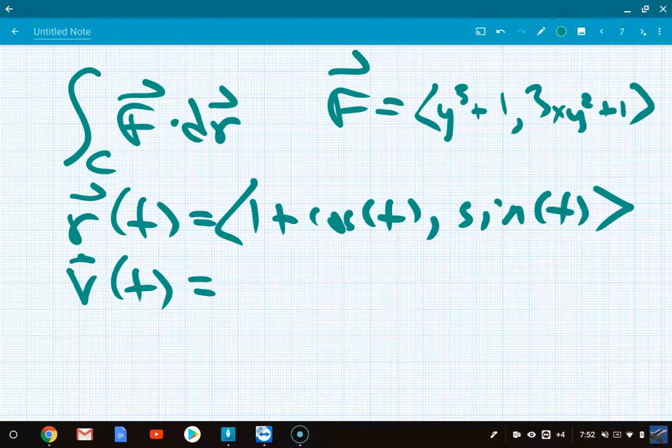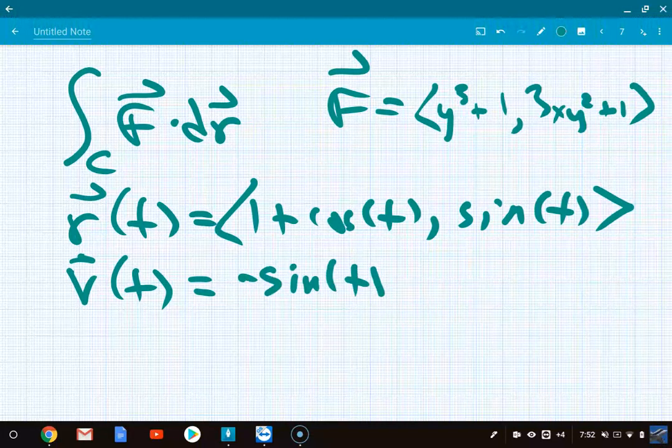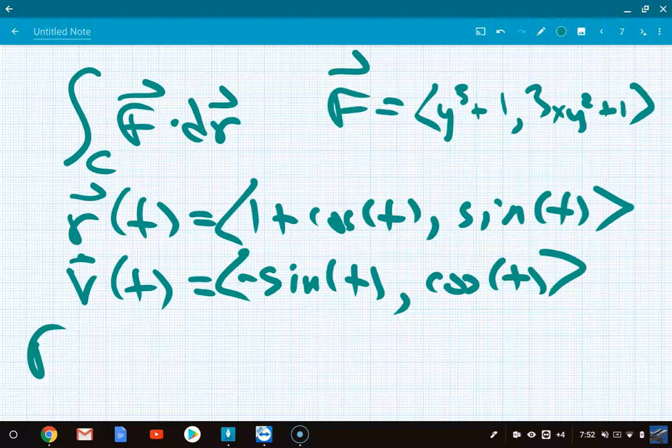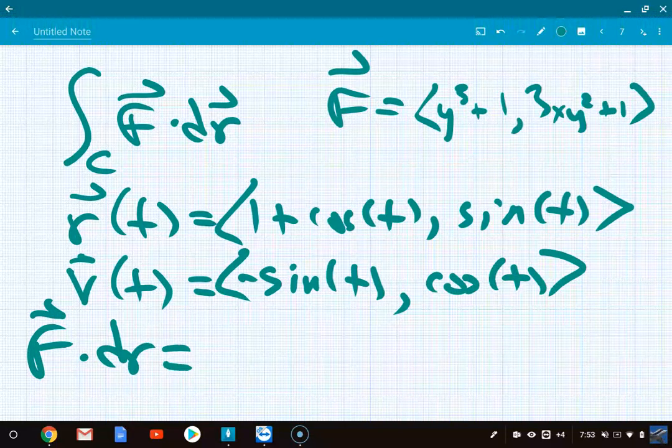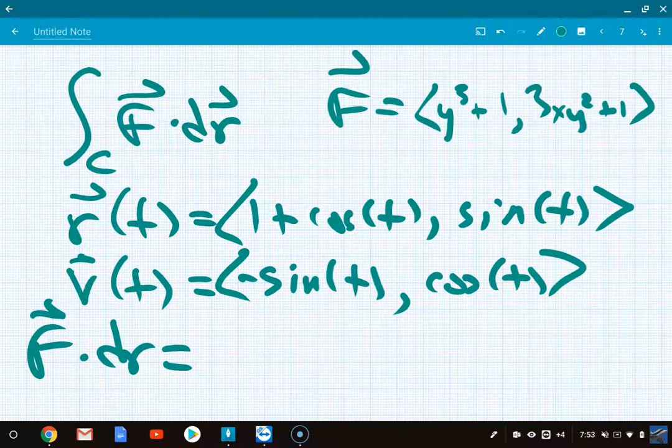So what's v of t going to be? What's x prime? Negative sine t. The x prime of t is negative sine t, and the y prime of t? Cosine t. Okay, so negative sine t and cosine of t. So how do you form f dot dr? It's a dot product of f and dr, it's a v, except you want to write y as sine and x as 1 plus cosine. Okay, this is doable, but it's a humongous mess.